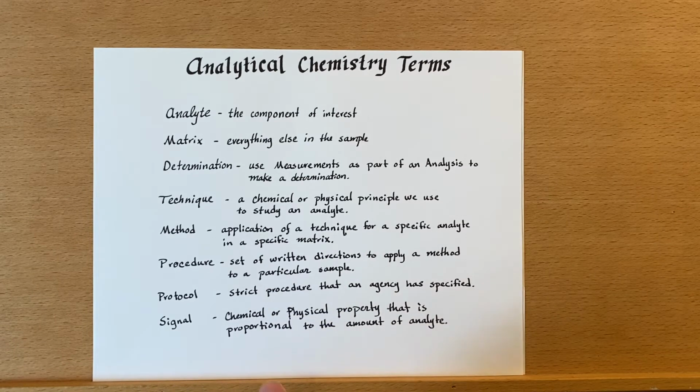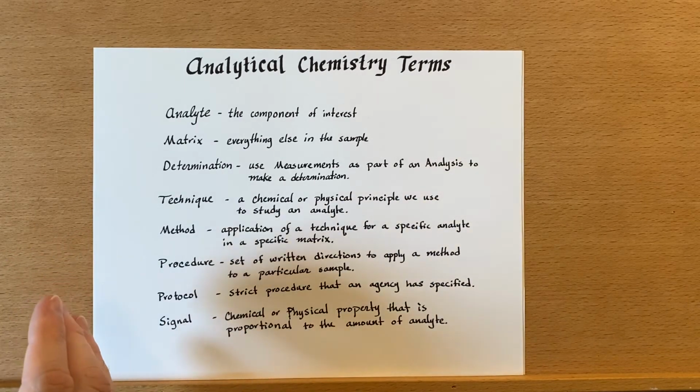So, if we have some analyte that we would like to measure, and say we have titration as our technique that we would like to use, and perhaps we want to measure the concentration of calcium in a sample, well, then we could use an EDTA titration to do that. The EDTA is the titrant, and it will react with the calcium, and that would be applying a particular technique for a specific analyte.